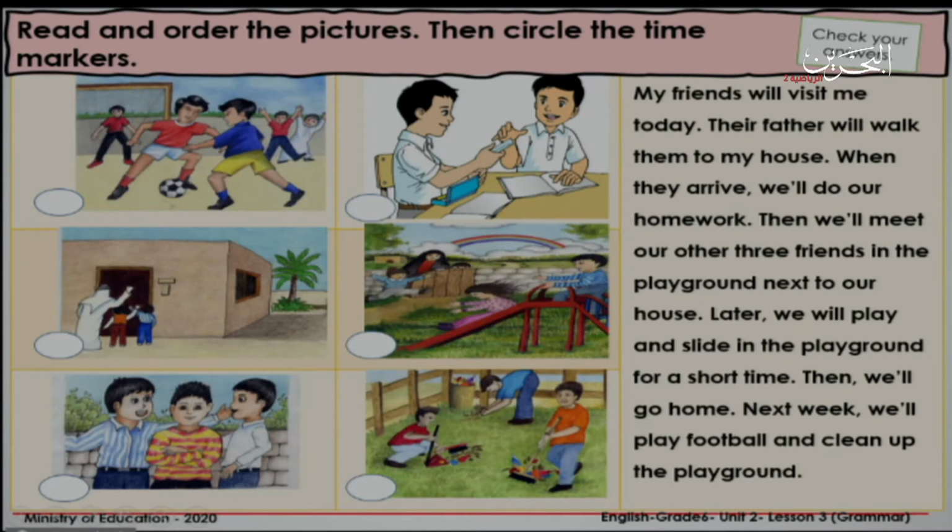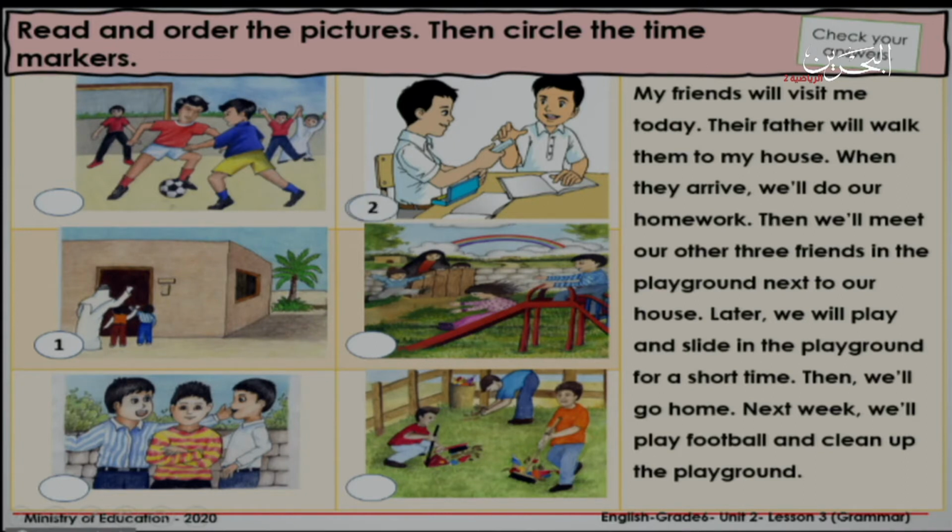Now it's time to check your answers. My friends will visit me today. Their father will walk them to my house. Which picture you think is number 1? This is number 1. When they arrive, we'll do our homework. Which picture you think is number 2?